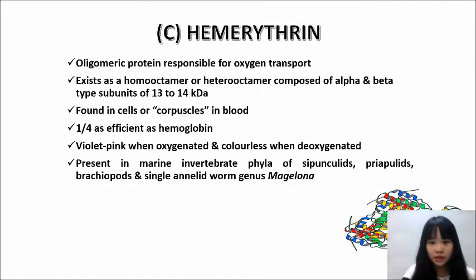We continue to hemerythrin. It is an oligomeric protein responsible for oxygen transport, and it exists as a homooctamer or heterooctamer composed of alpha and beta type subunits of 13 to 14 kilodalton, and is generally found in cells or corpuscles in blood. It is one quarter as efficient as hemoglobin, and it is violet pink when oxygenated and colorless when deoxygenated. It is found in marine invertebrate phyla such as sipunculids, priapulids, brachiopods, and a single annelid worm genus, Magelona.